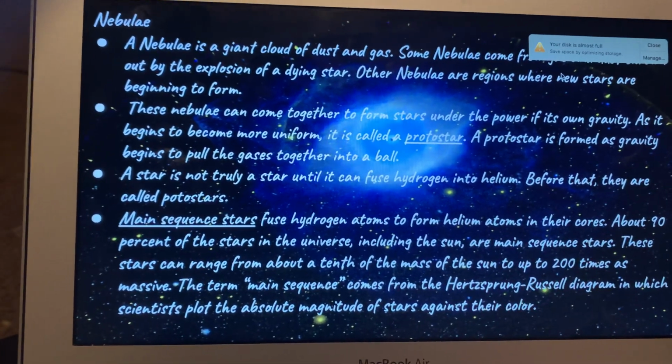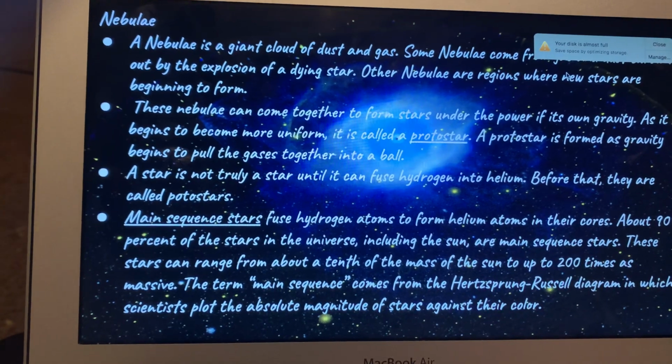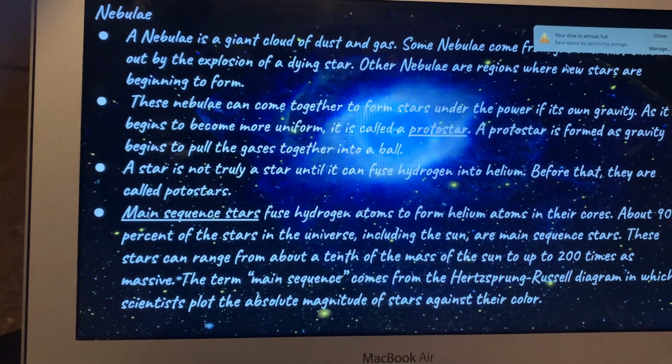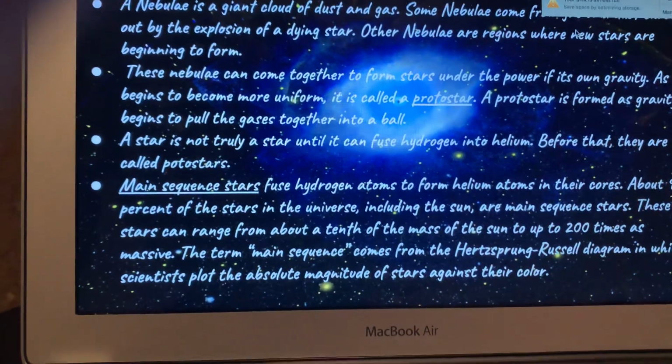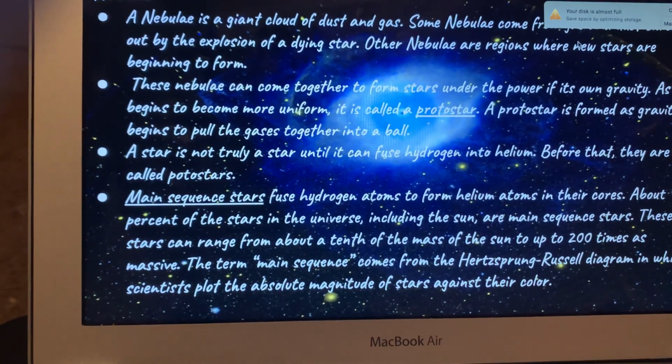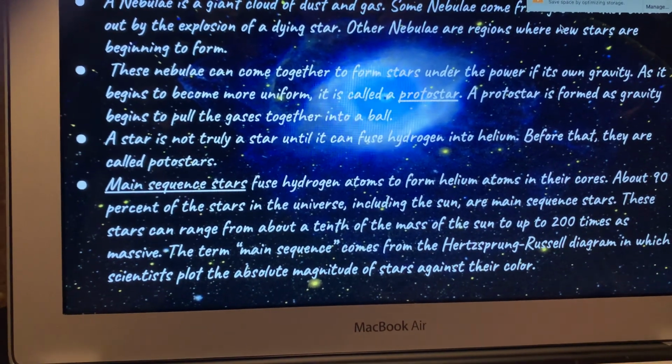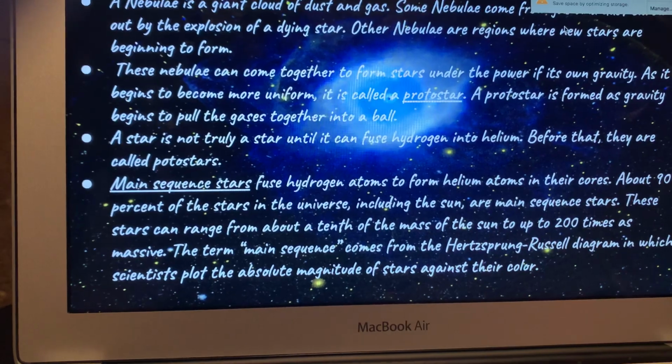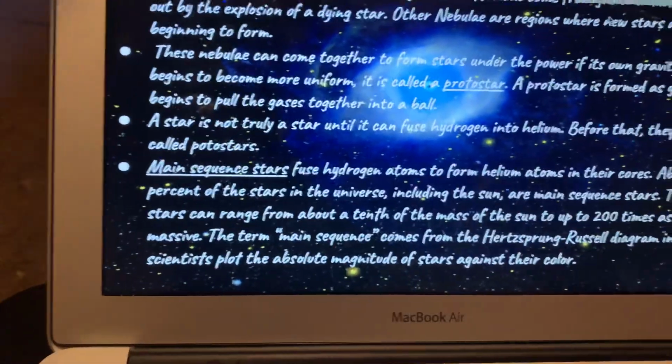A protostar is formed as gravity begins to pull the gas together into a ball. A star is not truly a star until it can fuse hydrogen into helium. Before that, they are called protostars.